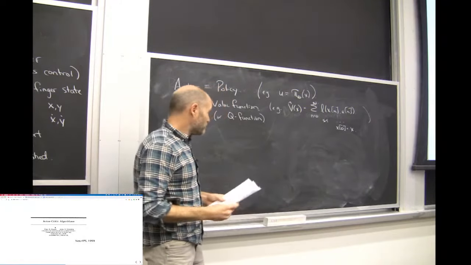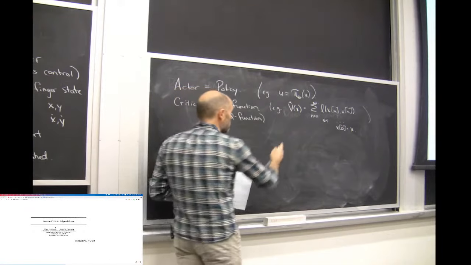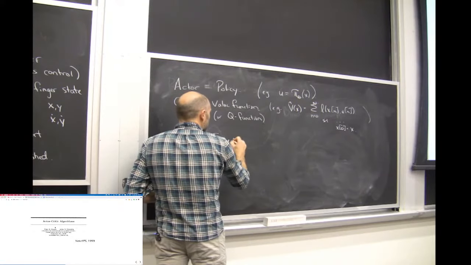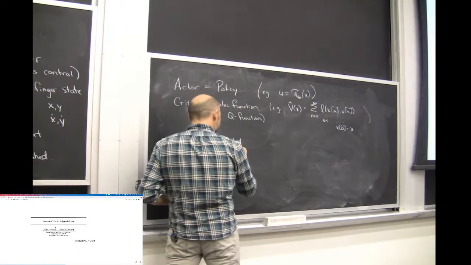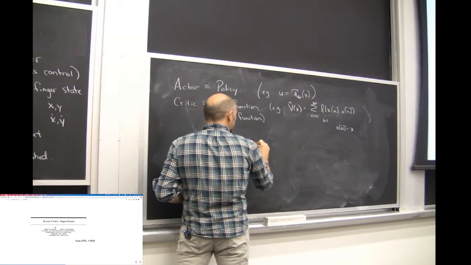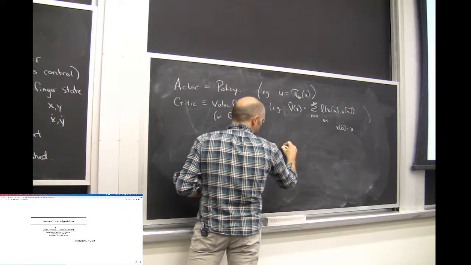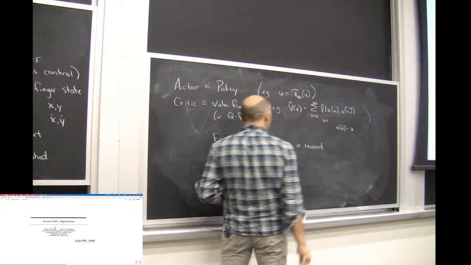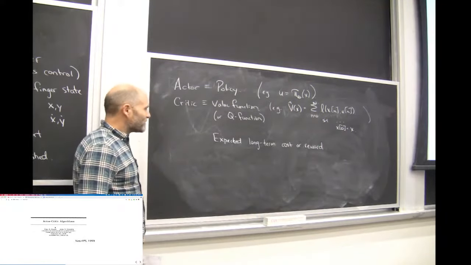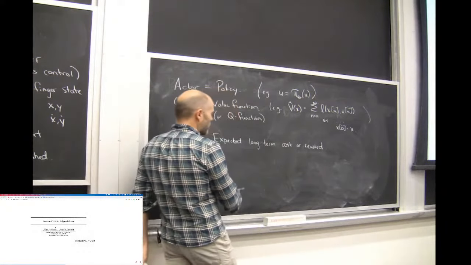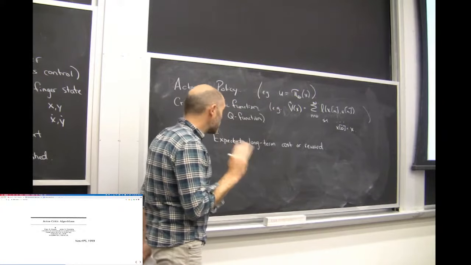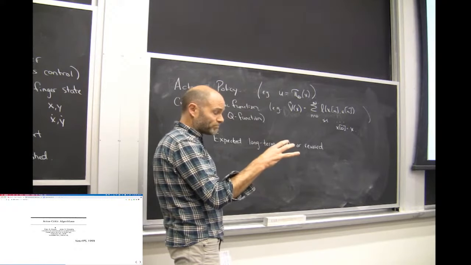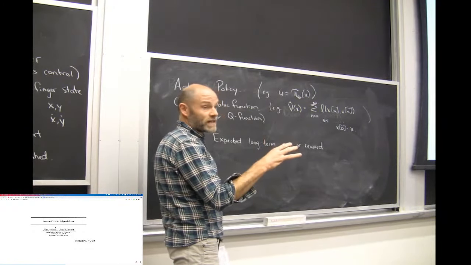What you would expect to see is, if the value function is the expected cost to go, or expected long-term cost or reward, depending on if you're a positive person or a negative person. I'm a negative person, apparently. So basically, my value estimate says, if I'm in this state right now, and I continue to execute my policy, then what reward should I expect to receive?